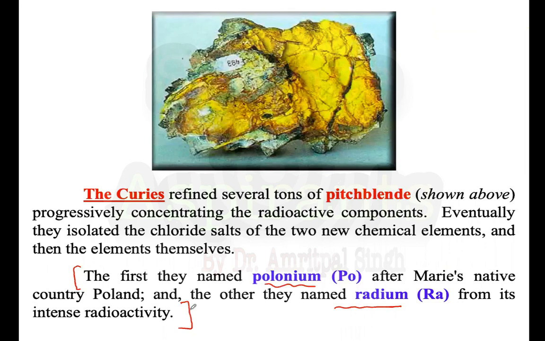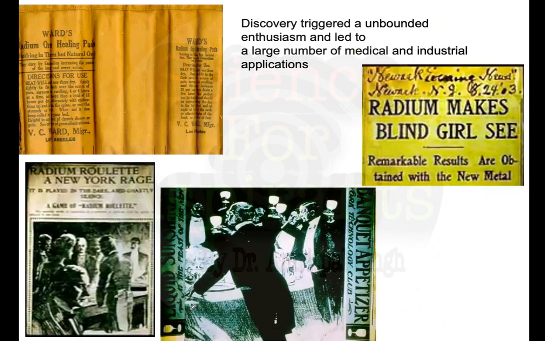Later, you will be surprised to know that Marie Curie was killed by this, because she spent most of her time in the labs, and she contracted cancer due to a heavy dose of these radioactive substances. These substances were the major reason for her death. The discovery of uranium, radium, and other radioactive substances triggered potential applications in the medical and industrial fields.